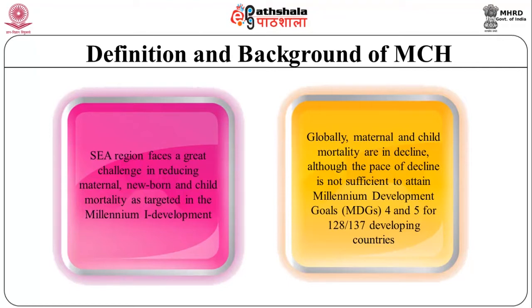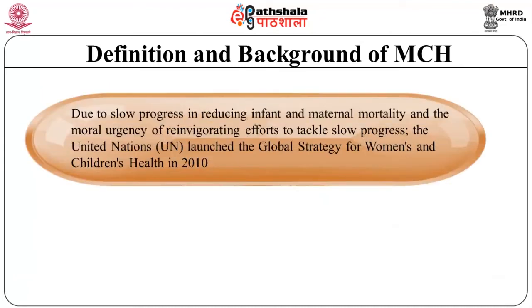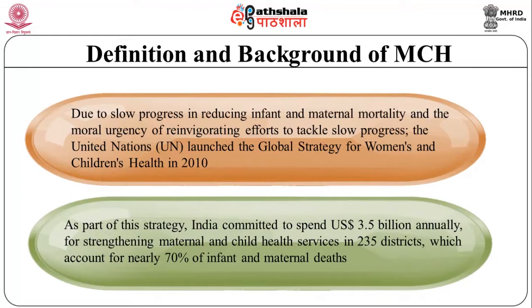for 128 of 137 developing countries. Now this figure shows the global maternal and child health MCH priority countries developed by the US government. Due to slow progress in reducing infant and maternal mortality and the moral urgency of reinvigorating efforts to tackle slow progress, the United Nations launched the Global Strategy for Women's and Children's Health in 2010. As part of this strategy, India committed to spend US $3.5 billion annually for strengthening maternal and child health services in 235 districts, which account for nearly 70% of infant and maternal deaths (Bhutta and Black 2013, WHO 2013).